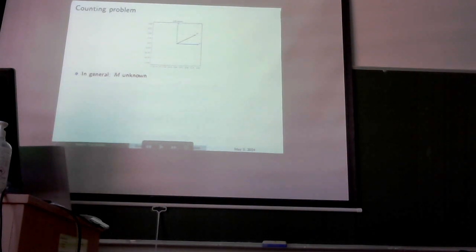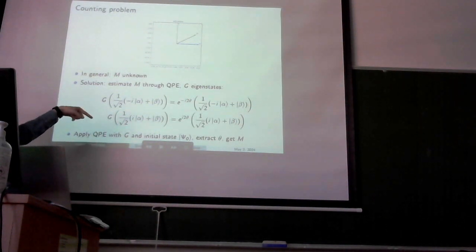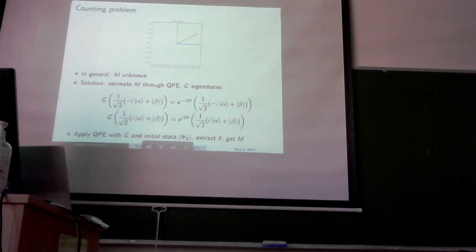So the solution, and now we come back to the start of the talk, is to use quantum phase estimation, because conveniently in this subspace, the Grover operator G has the following two eigenstates, which have the following two eigenvalues, in which we have directly theta. Therefore, applying quantum phase estimation to this Grover operator G could help us extract theta, and from there we could compute M. This is usually called the counting problem, in which we are counting the number of target states in this system.